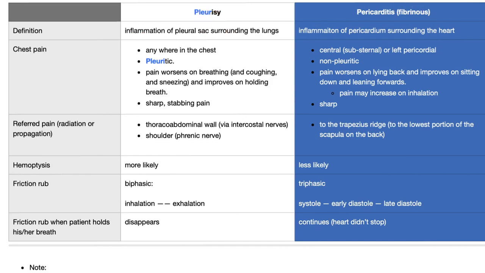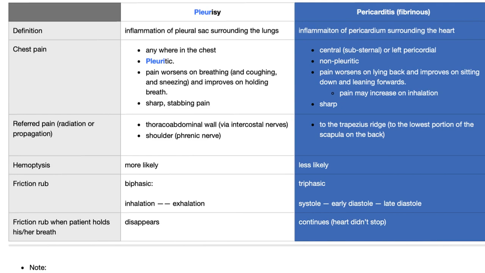Pleurisy is inflammation of the pleural sac surrounding the lung. Pericarditis is inflammation of the pericardium surrounding the heart. Chest pain can be anywhere in the chest because the pleura covers your chest, but it doesn't cover the center, so pleurisy pain is more peripheral and pericarditis pain is more central. Chest pain here is pleuritic, which means it increases on inhalation. It hurts. But pericarditis is not related to breathing.